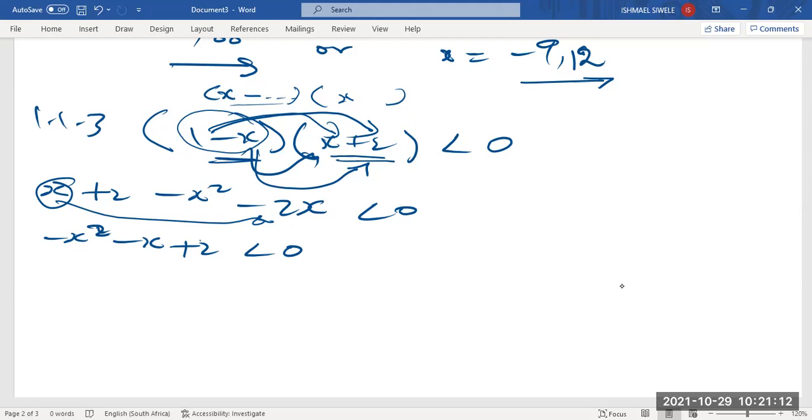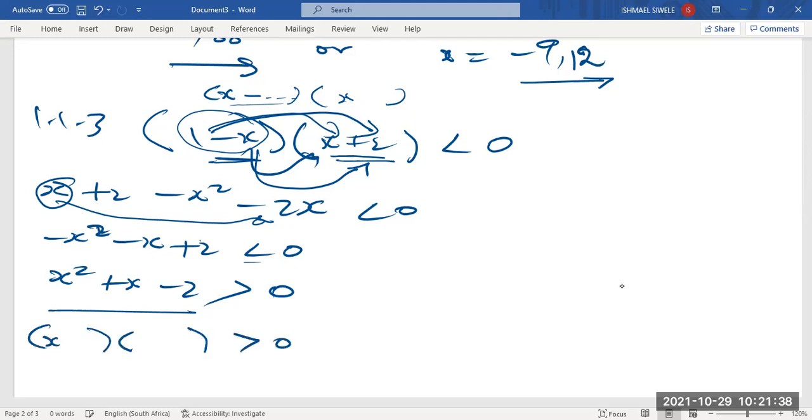So let me just put that in writing. If I divide by negative here, I'm going to have x squared plus x minus 2, right? Now, the fact that this was less than, remember, dividing by negative, it means this is going to be greater than 0. When you divide by negative, the inequality sign changes to greater than, right? Now, factorizing this, our factors are 2 and 1.